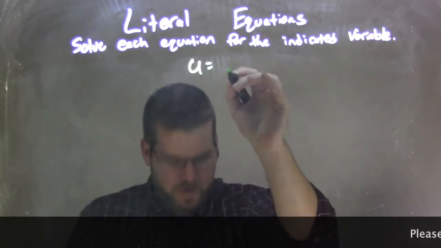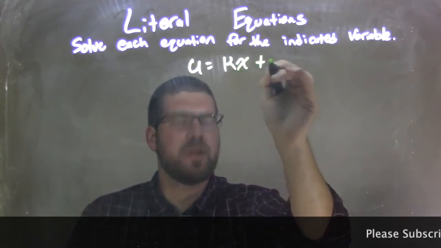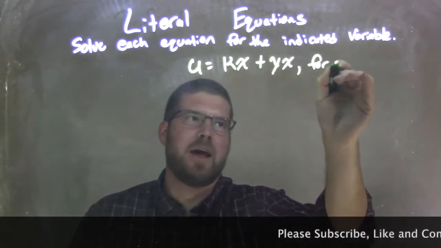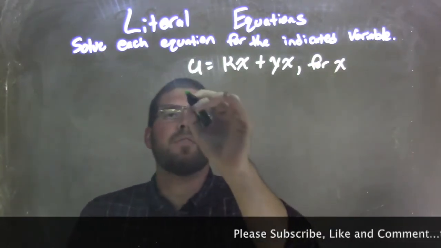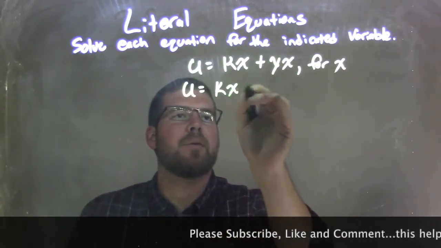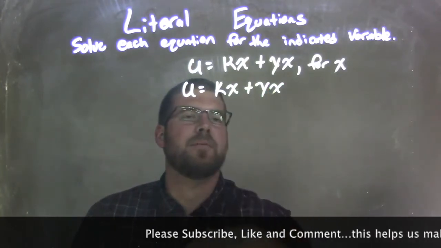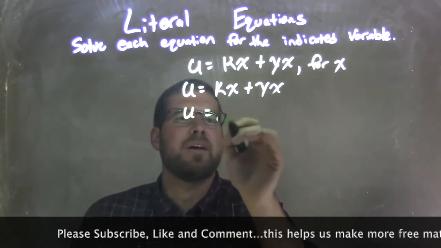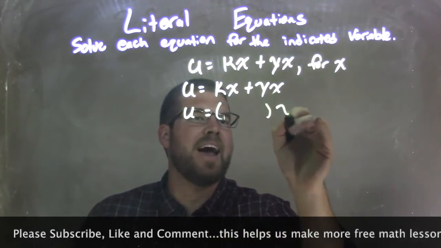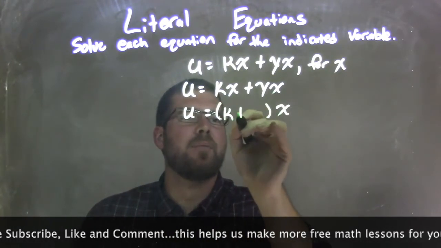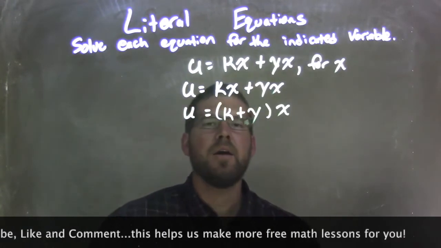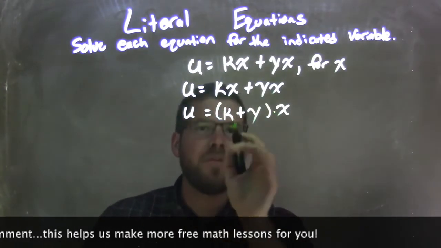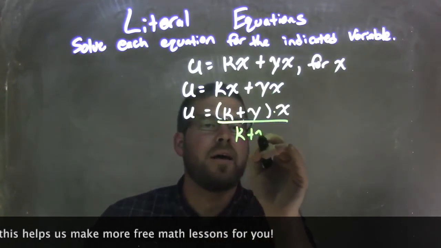Next: u equals kx plus yx, and we're solving for good old x here, the staple. Okay, so I'm going to rewrite my equation here, kx plus yx, and that's equal to u. So I notice that there's an x in both parts here. So my next step is to pull out an x from both parts, leaving k plus y. Okay, so I have k plus y in parentheses times x. Opposite of multiplication is division, so I'm going to divide by k plus y on both sides.